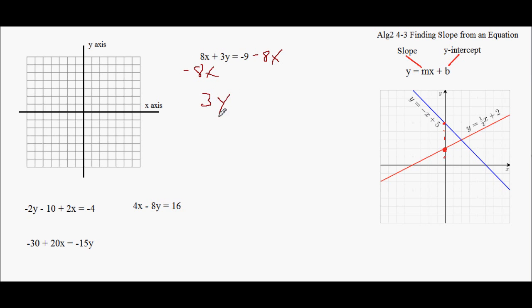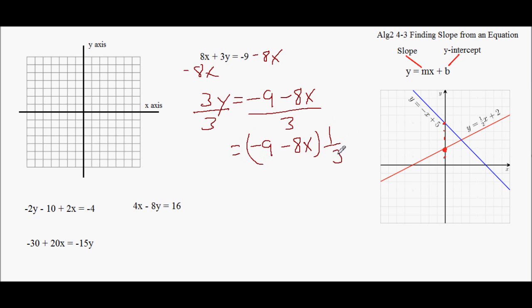I get 3y equals minus 9 minus 8x. Okay. Well, I got to get rid of the 3 because I want y by itself. So I divide by 3. Now, here's a trick. If I divide this by 3, it's the same as saying minus 9 minus 8x times 1/3. Same thing. This is 1/3. And it's like distributing it.